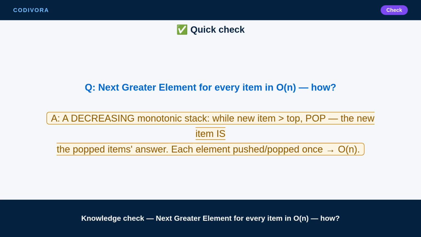Next greater element for every item in linear time. How? Keep a decreasing monotonic stack. While the new item is greater than the top, pop, and the new item is the popped item's answer. Every element is pushed once and popped at most once, so it's O(n) total.